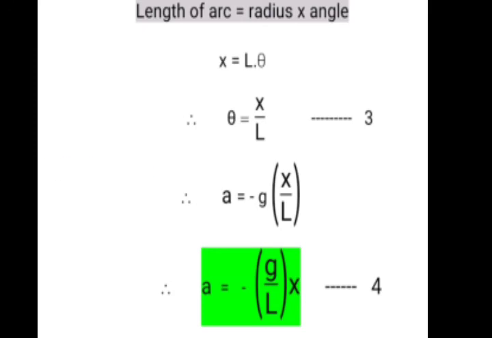Now substitute this theta value in the previous equation. Whatever you got here, A is equal to minus g theta. If I substitute in that, this equation becomes A is equal to, able to understand, this theta value we are substituting here. Then that becomes A is equal to minus g into x by L. Now modifying this, A is equal to minus g by L, x we write outside here. So A is equal to minus g by L into x. This is the equation we are getting now.